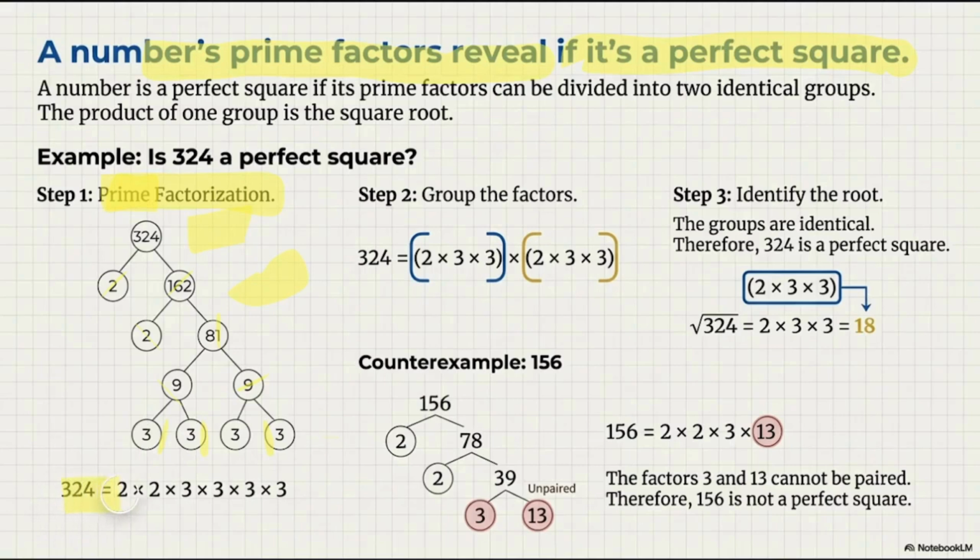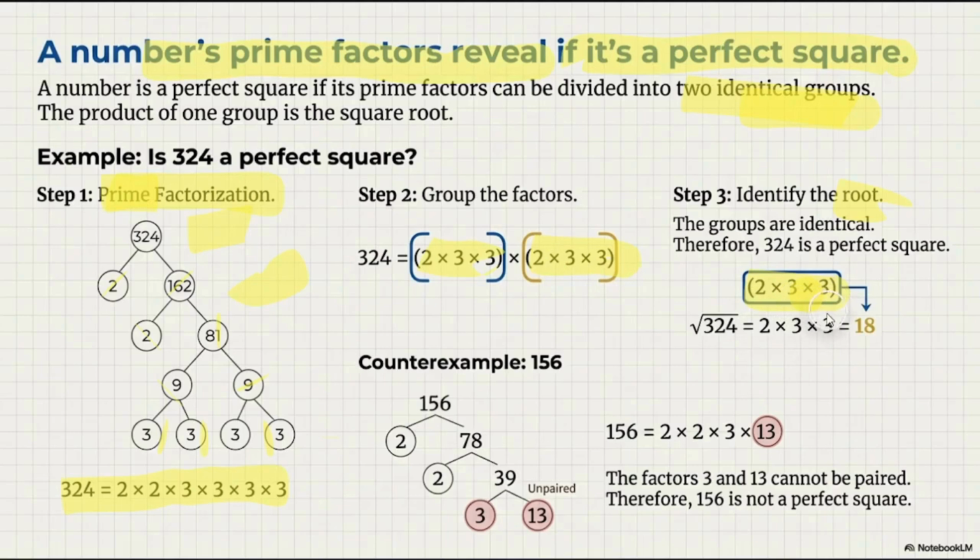Okay, so that 324 we got is 2 into 2 into 3 into 3 into 3 into 3. So if I arrange it into two identical groups, what will I get? I will get 2 into 3 into 3, again 2 into 3 into 3. It means I can easily identify its root. You have to take that identical group, which is being copied, since we are getting two pairs. So here the identical group is 2 into 3 into 3.